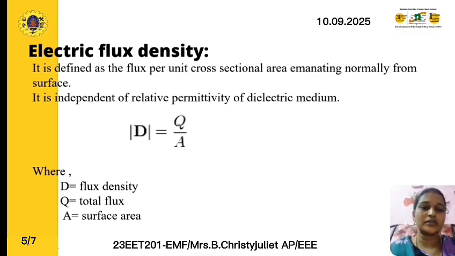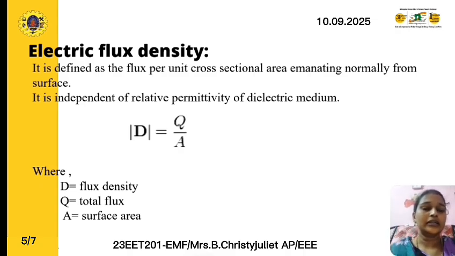So it is represented by the letter D, and D is equal to Q by A, because we know that Q represents the charge, which is proportional to the flux lines. So D is the flux density in Weber per meter square, Q is the total flux in Webers, and A is the surface area. D can also be represented in Tesla.